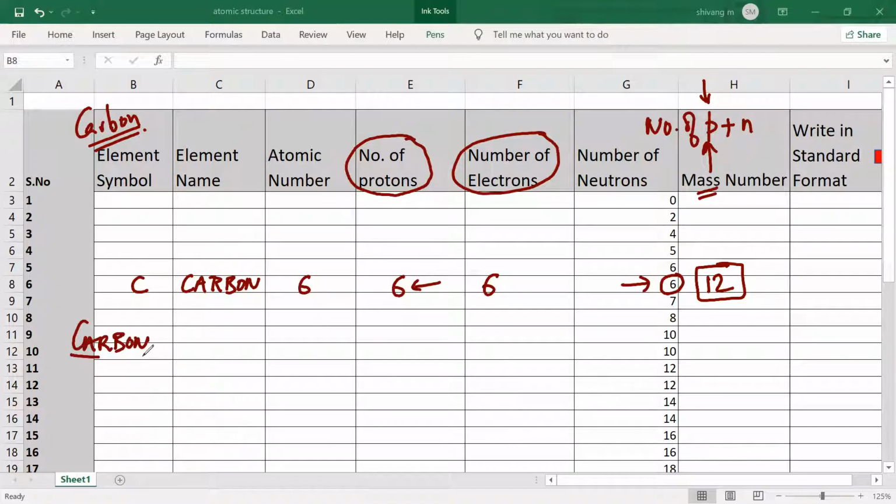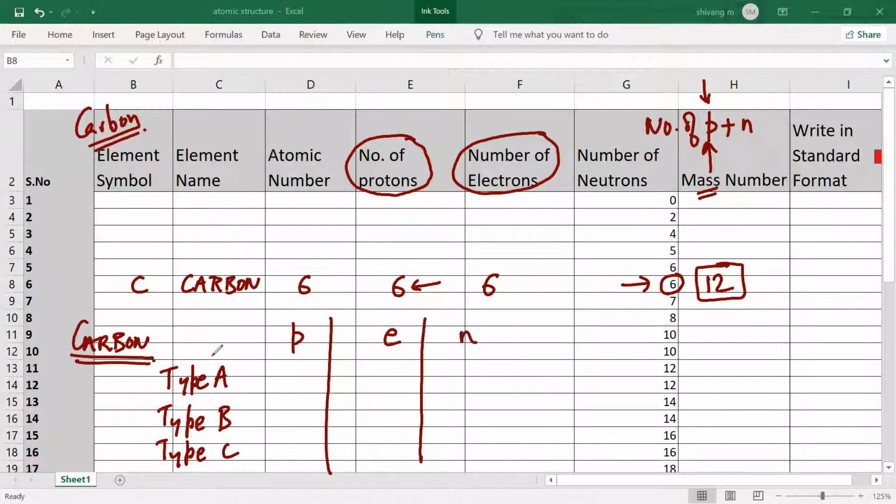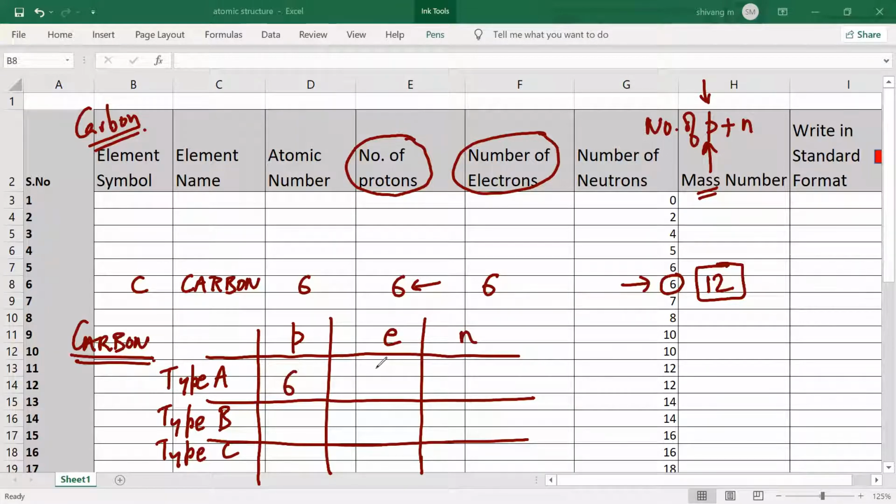Now there are 3 types of carbon: type A, type B, and type C. I'm writing the protons, the electrons, and the neutrons. The strange thing about carbon is that the carbon in nature is of 3 types. Because it is carbon, the protons and electrons in each of the 3 types are the same. Satya, are we clear? Yes, sir.